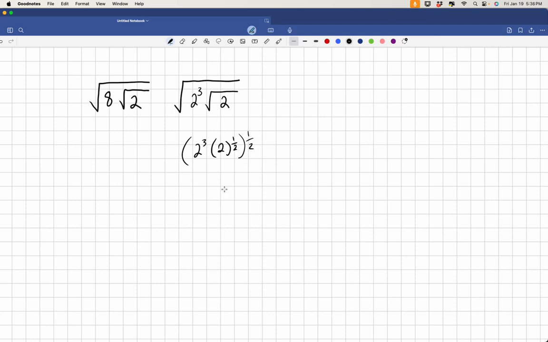Now we can multiply. So we have 2 and 3 over 2 as our exponent, and 2 and 1 over 4 as our exponent. We need to convert this denominator such that it matches. So 2 and 6 over 4 times 2 and 1 over 4 is equal to 2 and 7 over 4. And that is your answer.